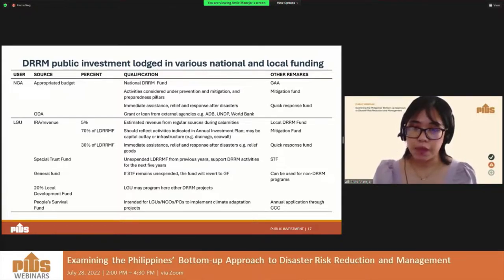If hindi siya nasuspend, napupunta yung the rest of the QRF into a special trust fund for the next 5 years. And if there are still unexpended funds from the special trust fund, then it will revert into the general fund, which the LGU can use for non-DRRM projects. So in some LGUs, which have very limited ERA, they tap the 20% local development fund to support their DRRM projects.